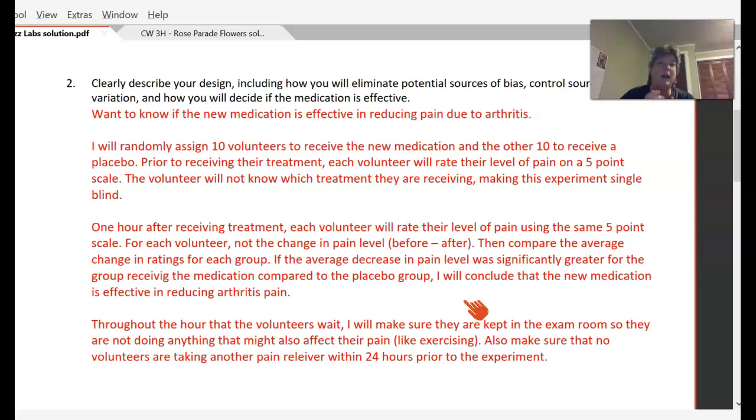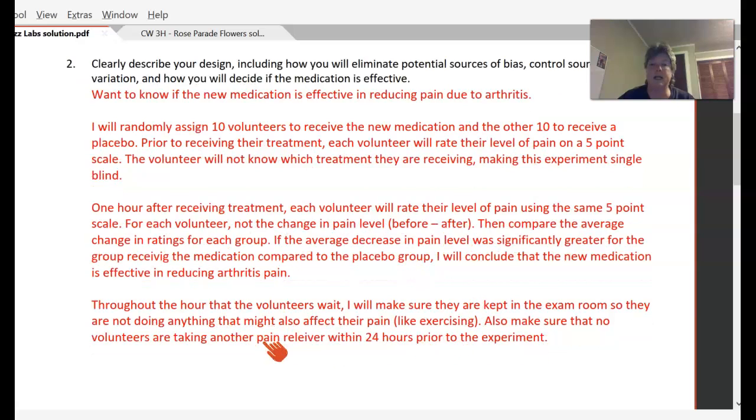Again, we don't expect the average changes to be the same at the end of this. We'd be really surprised if they were. So we do expect there to be a difference between the two groups. So the question is, is the difference large enough that we could attribute it to the medication rather than just the randomness that happens by randomly assigning them to treatment groups, right? The natural variability between the two groups.